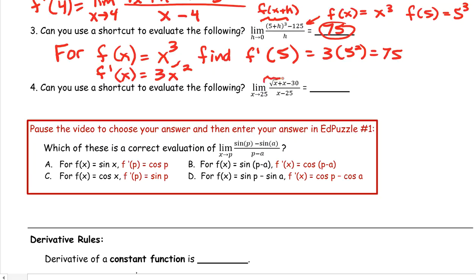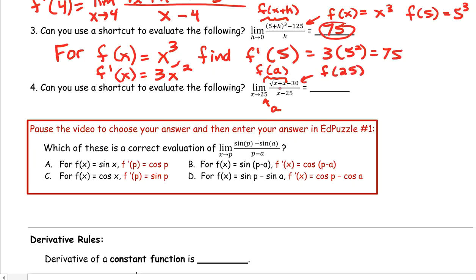Here, this part would be our f of a. So we're switching to the other one because I don't see an h. That's how I knew we were switching. So there's our x approaches a term, so I know that a is 25. So this 30 must be our f of 25.